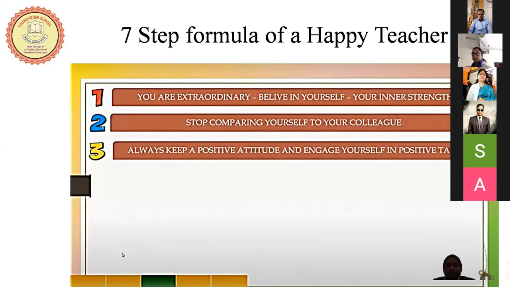First thing is you are extraordinary. Believe in yourself, your inner strength. So believe in yourself. That is the first formula to remain happy. Stop comparing yourself to your colleague. Don't compare yourself with your colleague. Always keep a positive attitude and engage yourself in positive talk. So these things are very important. Don't go towards anything negative.